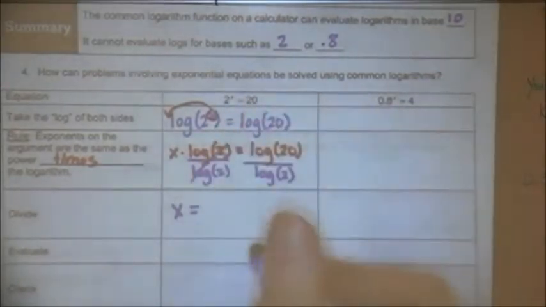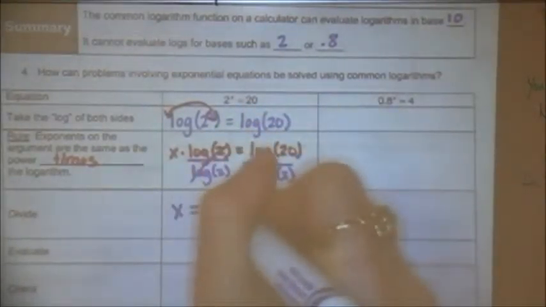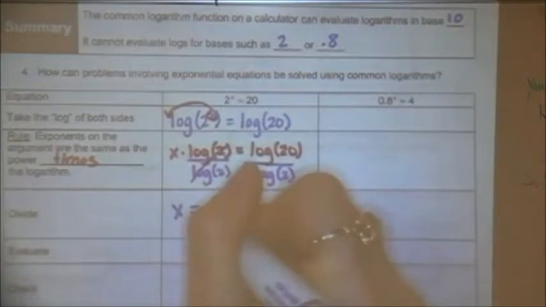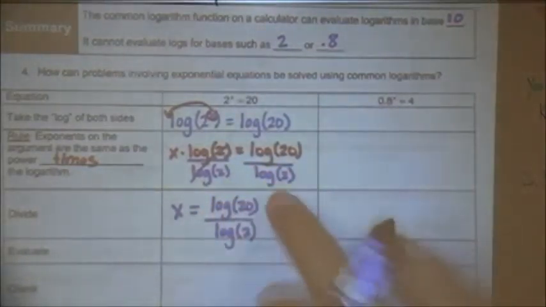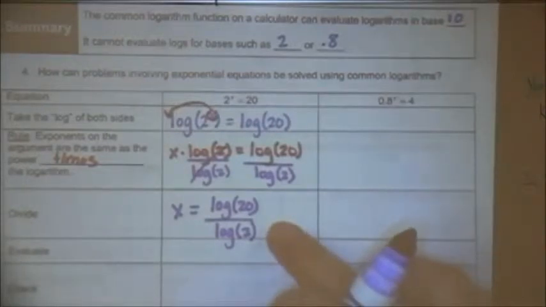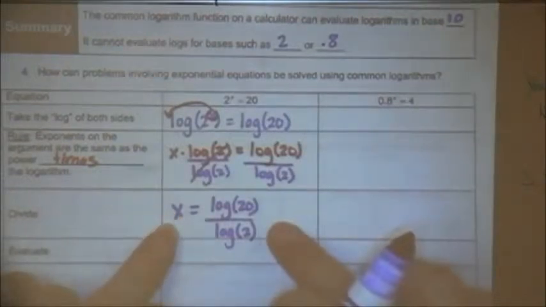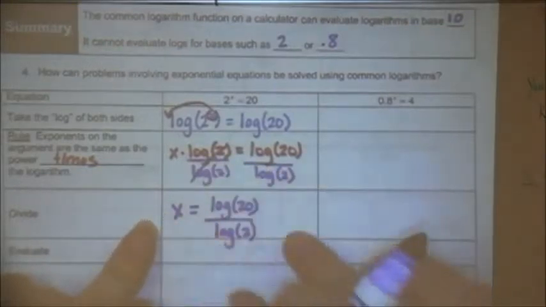And that would leave me log 20 divided by log 2. Now that right there is what's called an exact answer. Those of you who are taking college algebra next year, when you get to the logarithm unit, it will ask you every single time for the exact answer, and that's it.